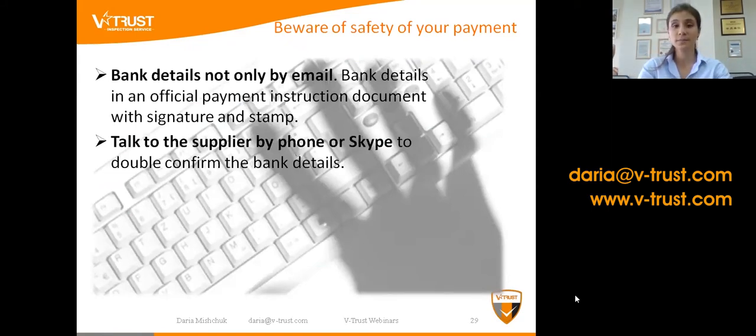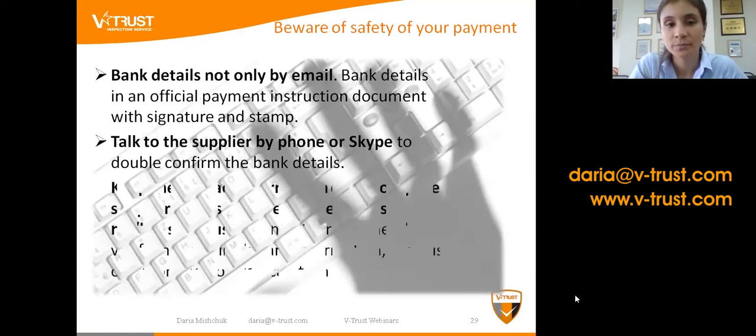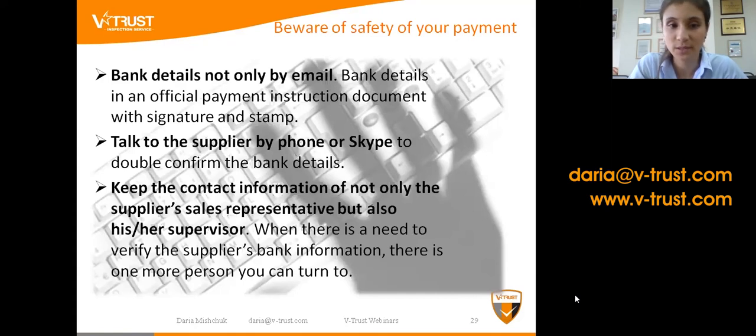Also a very, very easy, however very helpful method to ensure that the bank details of your factory are valid and actual. Also, keep the contact information of not only the supplier's sales representative, but also of his or her supervisor. So also a very good method, when there is one more person you can turn to. It's also a very good way to secure your payment and, again, the bank details of the factory, of your partner.